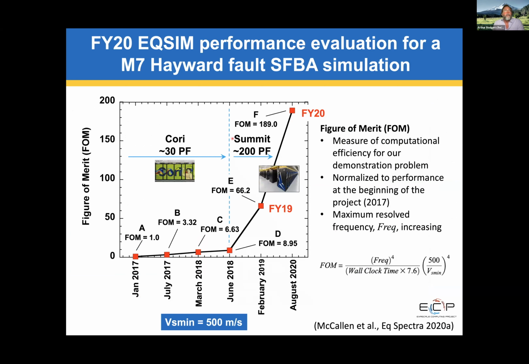So this is a slide from Dave, and as part of this exascale computing project, we have to determine a figure of merit, which is a metric of computational efficiency, normalized to 1 for when we started. And we've been able to achieve really significant speed up of or increase in this figure of merit, which depends on the maximum resolved frequency, the wall time needed to perform the calculation and the minimum shear wave speed. Lately, we've been doing this with 500 meters per second. We're dropping this down to 250 now.